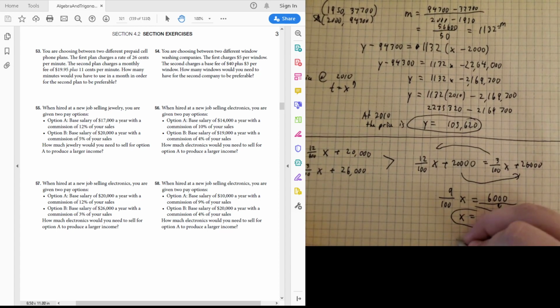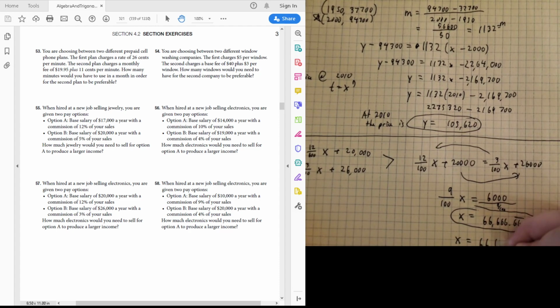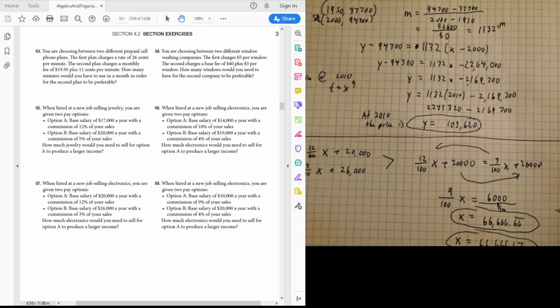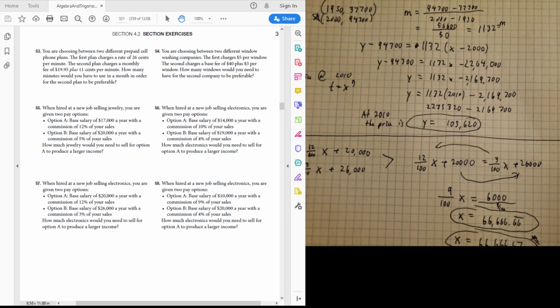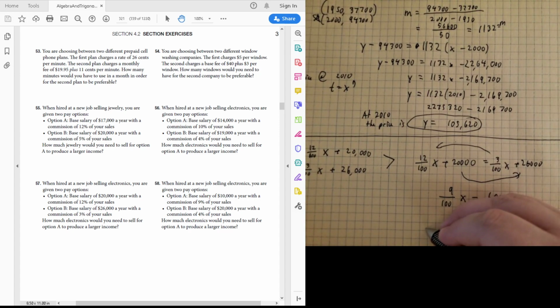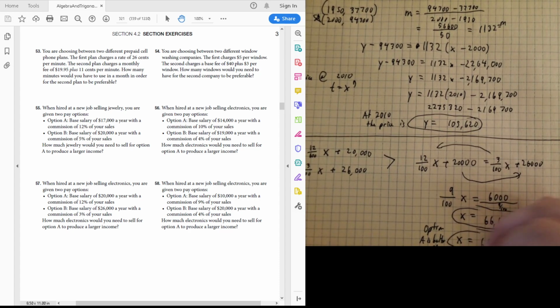So if you wanted to be really lazy, I guess my acceptable answer would be 666,666.67. That for sure is past this number. And this is going to be the first value where we actually get that change. And so this is my solution: option A is better after this much in sales.